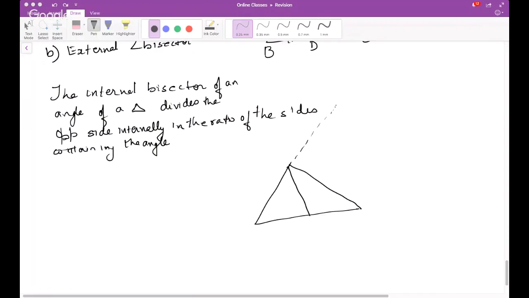Yeah. Basically, we were doing the angle bisector theorem, and this is what I told you: that if you have an internal angle bisector, you have to prove that.